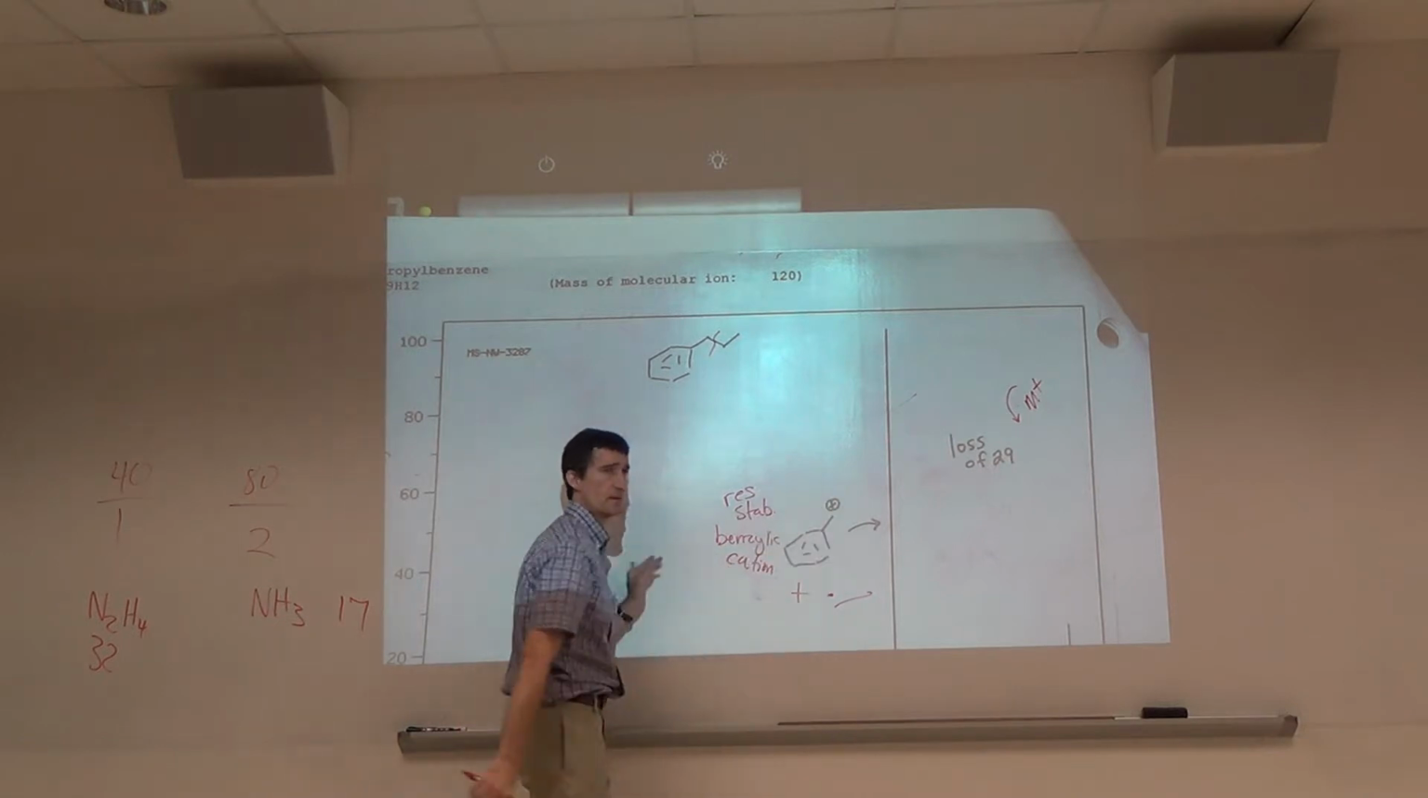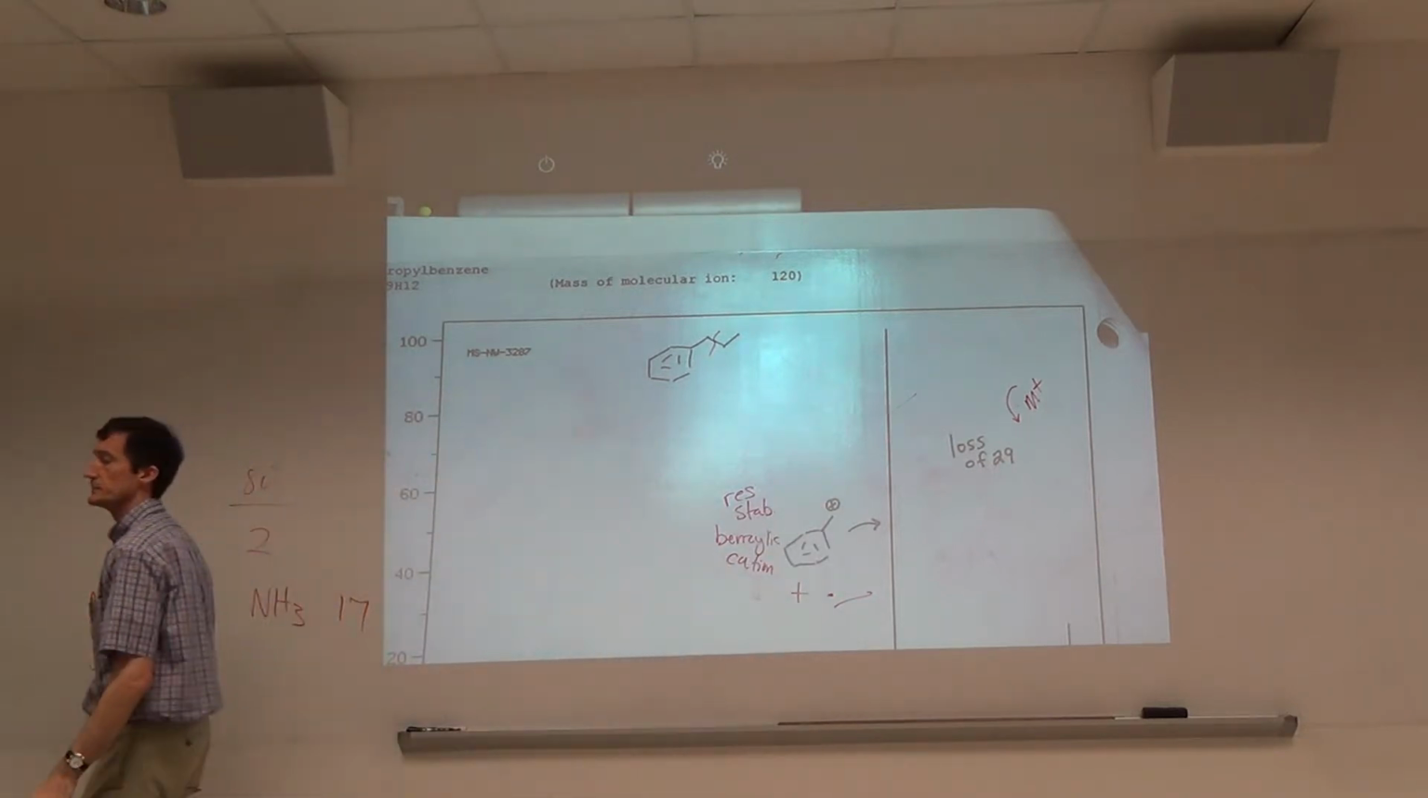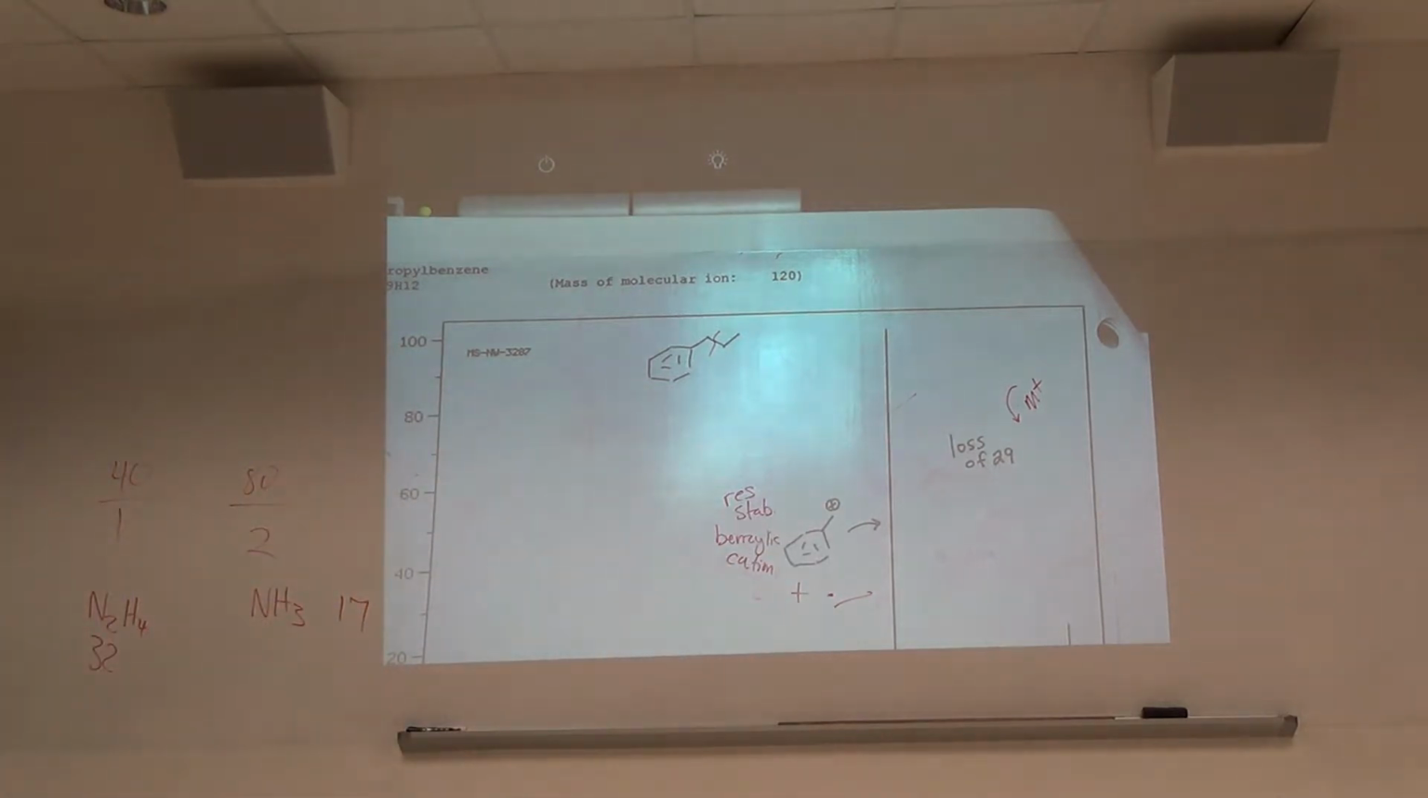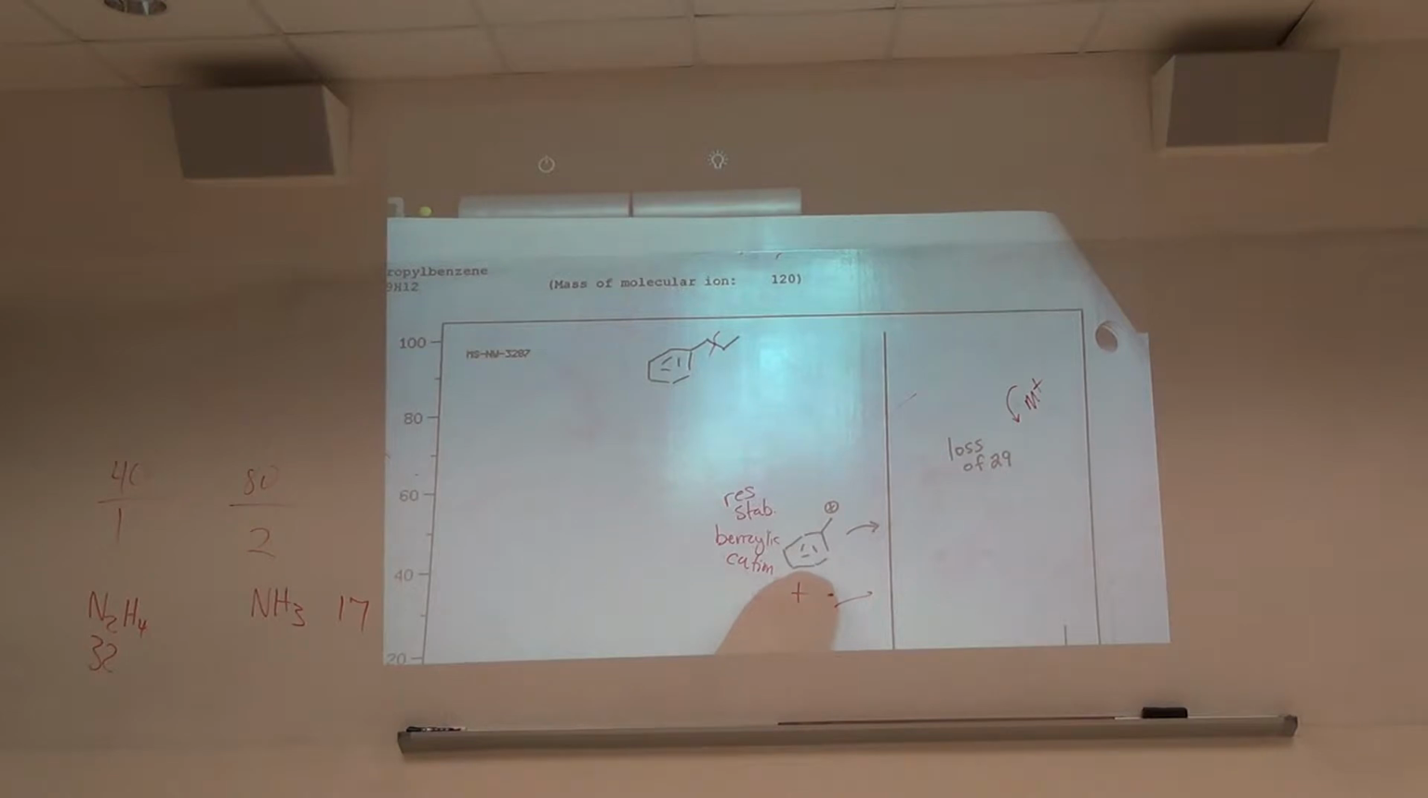So that's a resonance stabilized benzylic cation. In fact, it's your resonance structure. Now this thing actually rearranges to something else. It's 91. I'm not going to talk about that. If anybody's interested, you can look that up. Rearrangement of the benzylic cation.